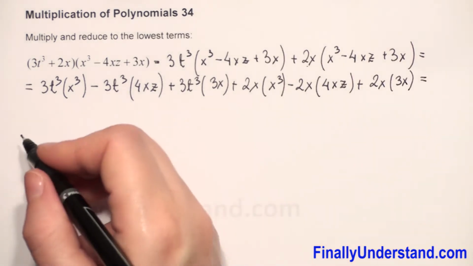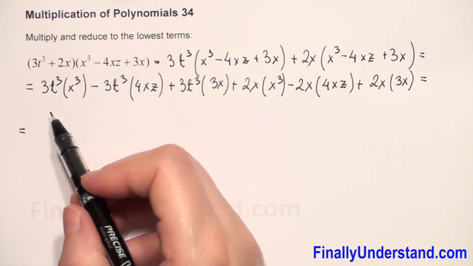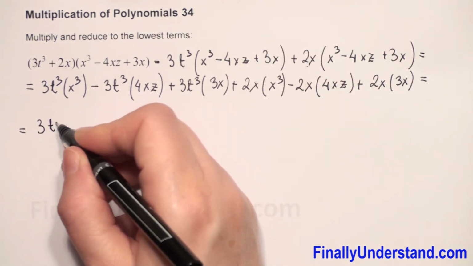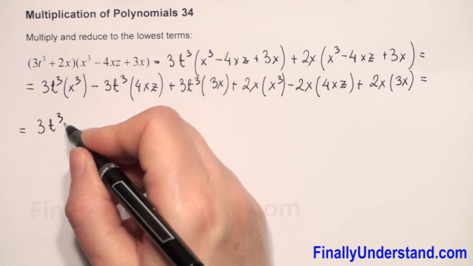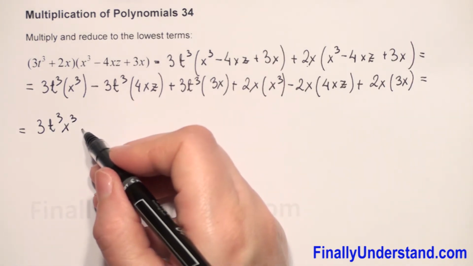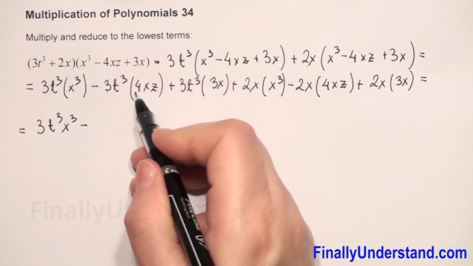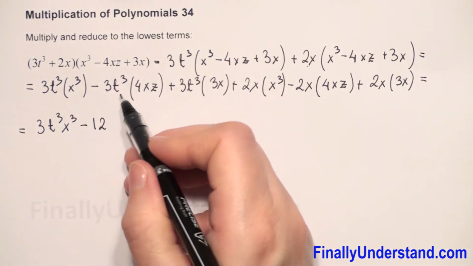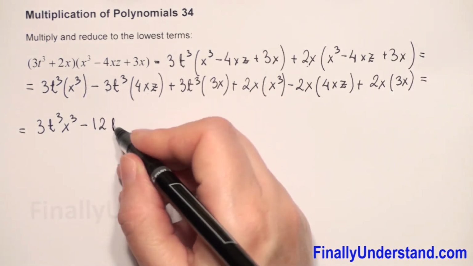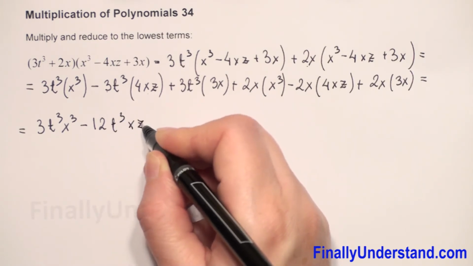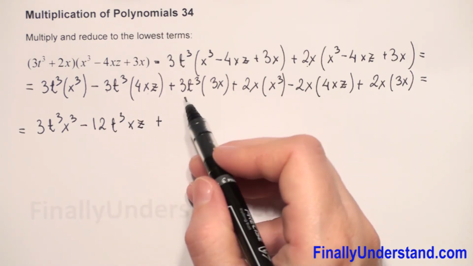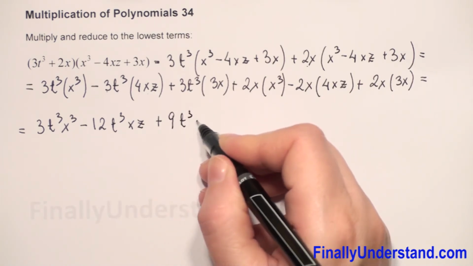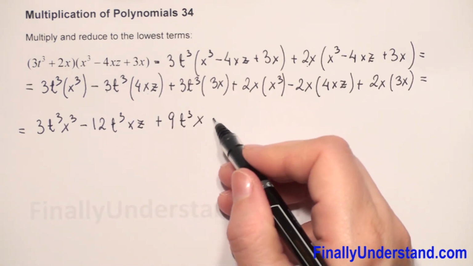So this is equal. Now we have to do the multiplication. We have different variables, so we have to copy everything. 3t cubed x cubed minus 3 times 4. First we have to multiply the numbers, so it will be 12. Next we have different variables, so we have to rewrite everything. And we have a positive sign. 3 times 3 gives me 9. And we have t cubed x, we have to rewrite.